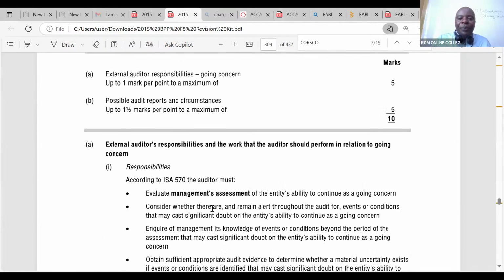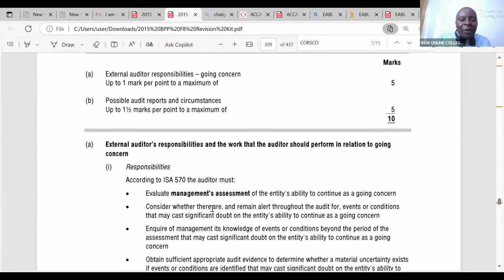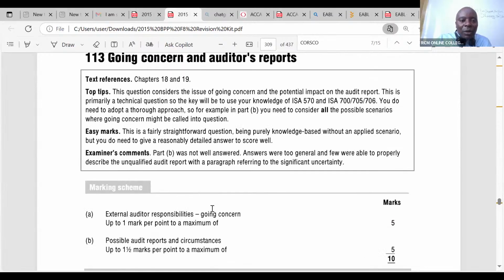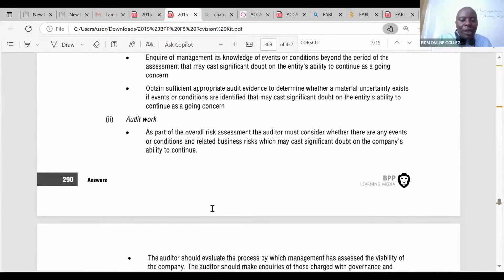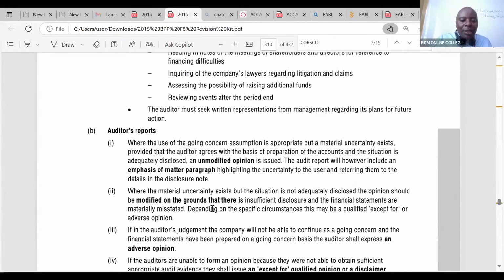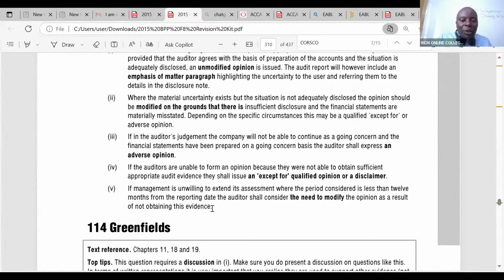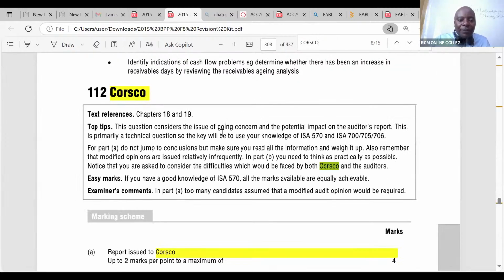External auditors' responsibilities and the work that the auditor should perform. Am I reading the correct question? Oh, no, I'm reading a wrong question. I'm reading a wrong answer. This was about Core Score. Control find. Where is Core Score here now? Yeah, Core Score is here.